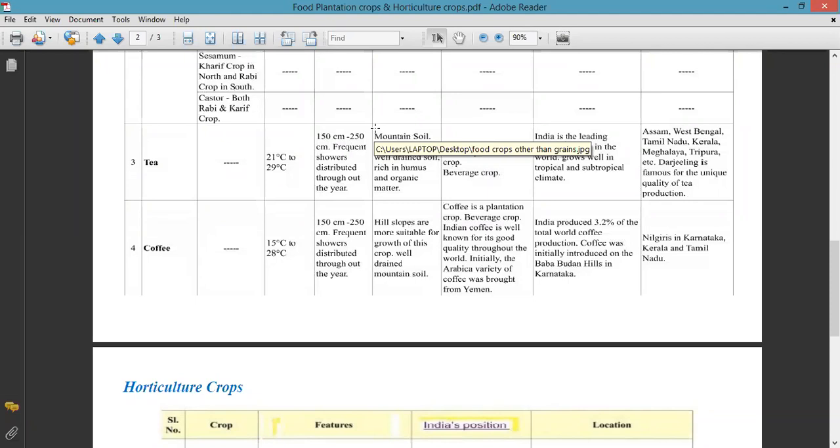It needs more water, but the water should be drained. So that's why only slope areas are suitable for the growth of tea and coffee. Even if it is receiving very heavy rainfall, immediately the water will be drained to another place.